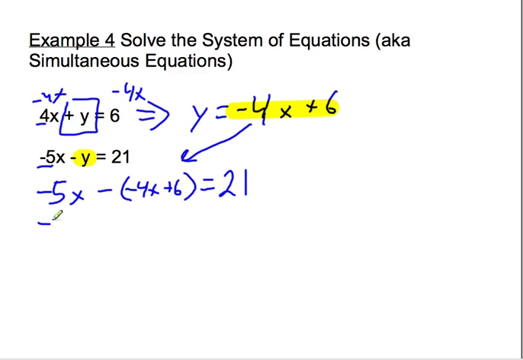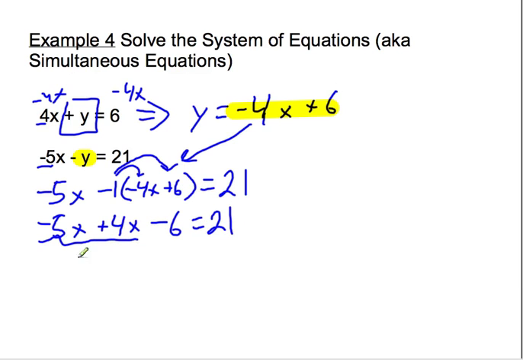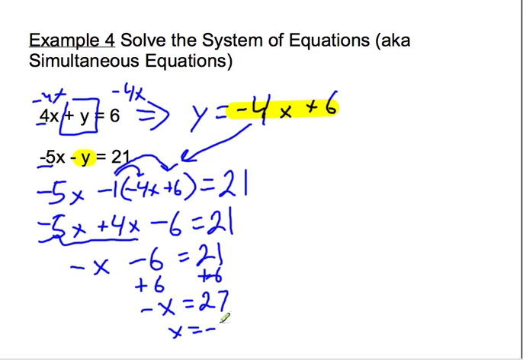Okay, so then we're going to have negative 5x, and you can think of this as negative 1 times the binomial in the brackets here. So negative 1 times negative 4 is positive 4x. Negative 1 times positive 6 is negative 6. We're going to add these terms together. We're going to get negative 1x, or just negative x, minus 6 equals 21. Let's add 6 to both sides. Negative x equals 27. So x equals negative 27.